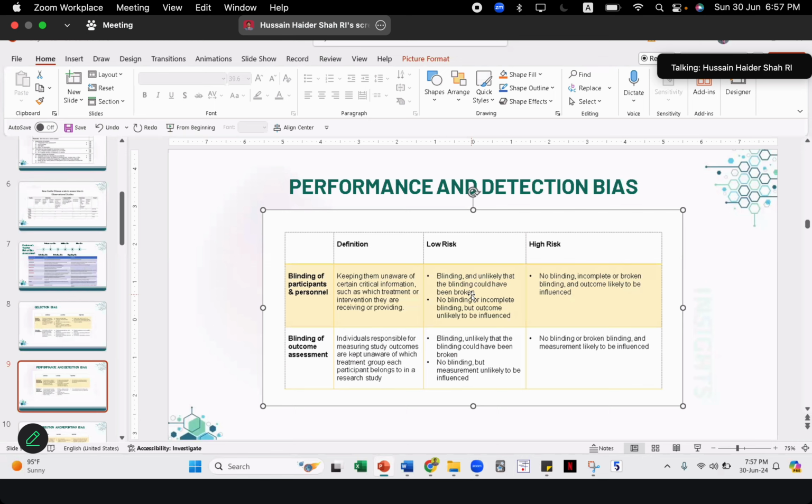Again, the blinding of the outcome assessment. Individuals responsible for measuring the study outcomes are kept unaware of which treatment group the participant belongs to. Suppose I am a researcher responsible for the outcome assessment of a group of data. Even I don't know which group the data I am receiving is of. Is it of the exposed group? Is it of the unexposed group? I have been blinded of the outcome assessment. I just have to analyze that data. So this would be the blinding of the outcome assessment. If this part is ensured, it will be low risk. If it isn't, it will be high risk. Up till now, is it clear?